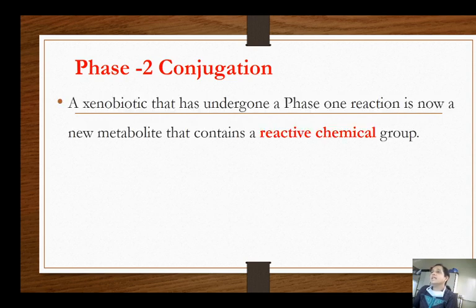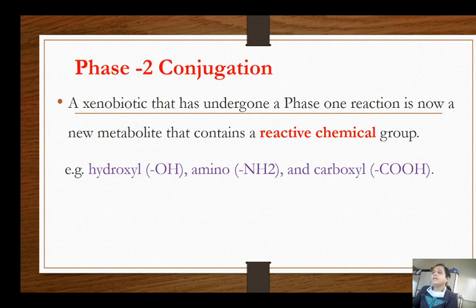A xenobiotic that has undergone a phase 1 reaction is now a new metabolite that contains a reactive chemical group like a hydroxy group, amino group or carboxylic group. So though the xenobiotic has passed through phase 1, it is not yet completely non-toxic. It still has its toxic property. But in the process of conversion, new reactive groups are being added to that xenobiotic. So now the purpose of phase 2 is to nullify these reactive groups by conjugating them with some other substances.